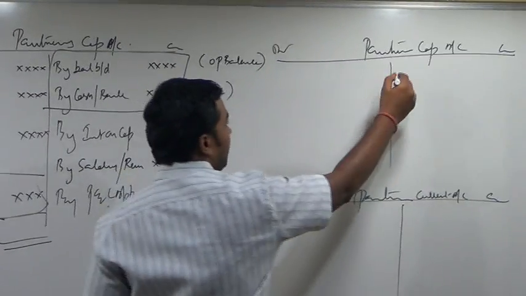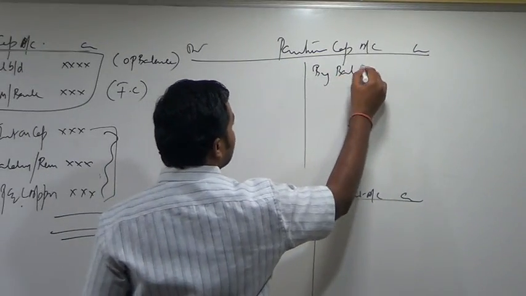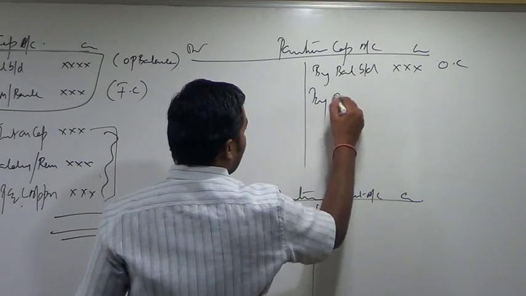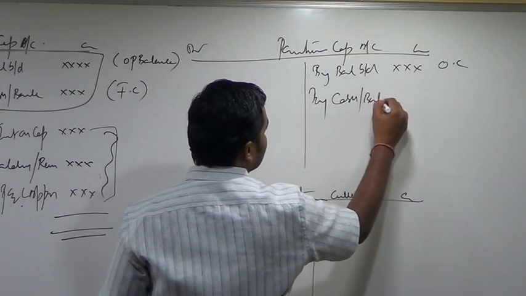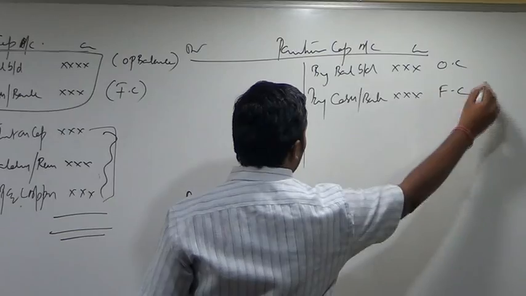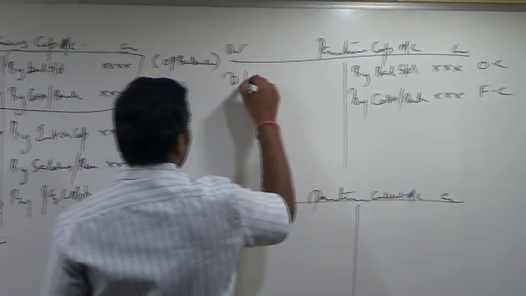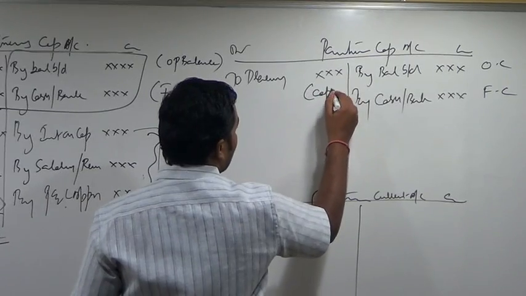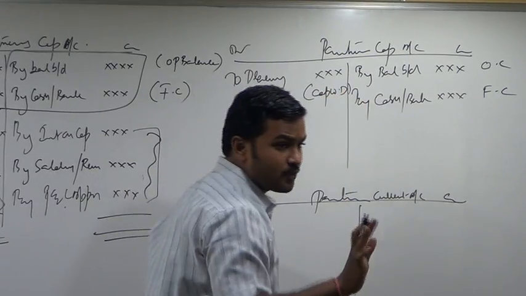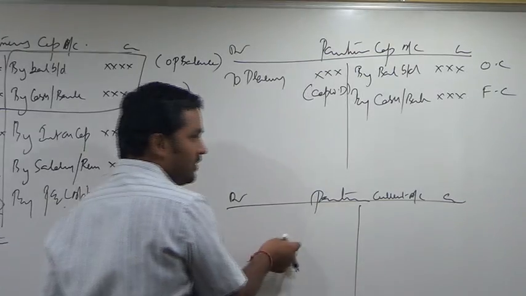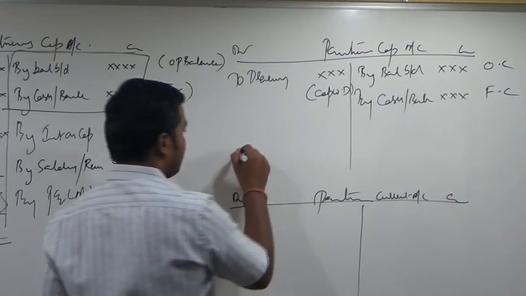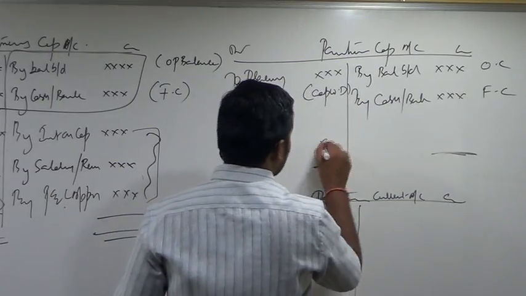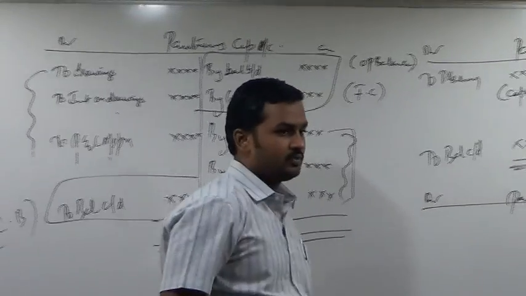So what will you show in capital account? By balance brought down. Opening capital. By cash or bank account, further capital. To drawings, what is this? Capital withdrawn, not drawings against profits. If it is drawings against profit, you will debit it to partner's current account. To balance carried down. That's it. Over. You will have nothing else which will show in the partner's capital account.